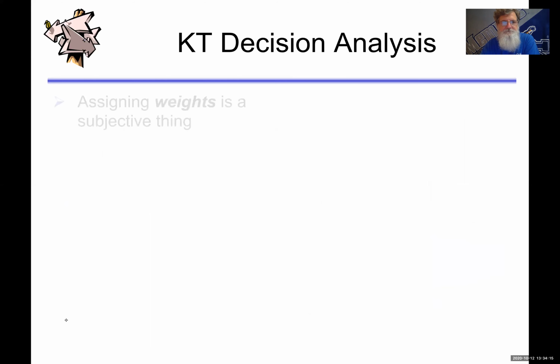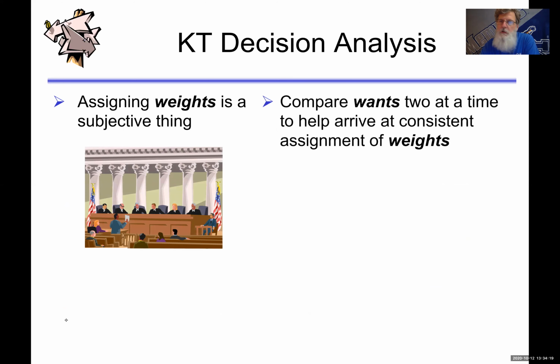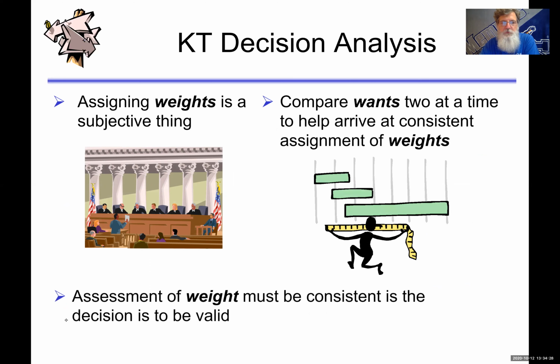So again, assigning a weight is a subjective thing. You want to compare two wants together with their weights. If something is twice as important, make sure the weight is twice as important. And also, you need to have your weights be consistent.